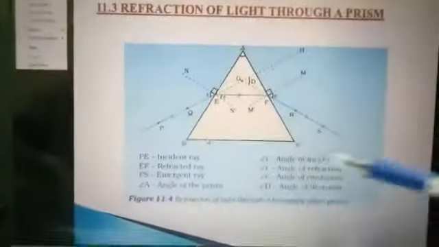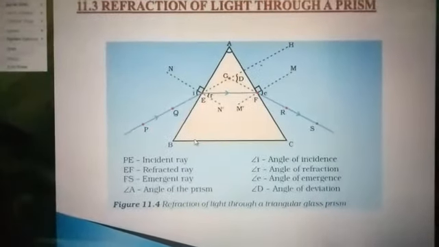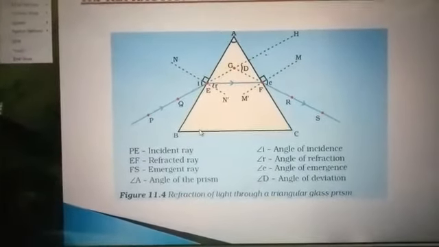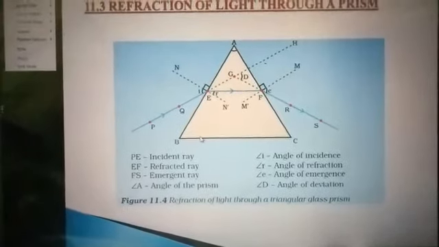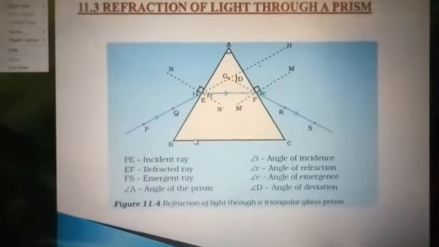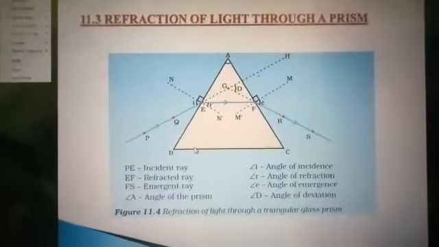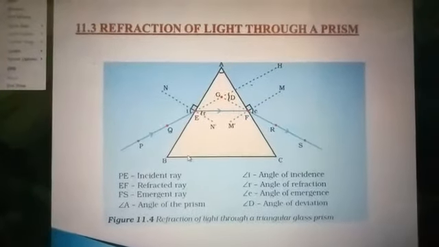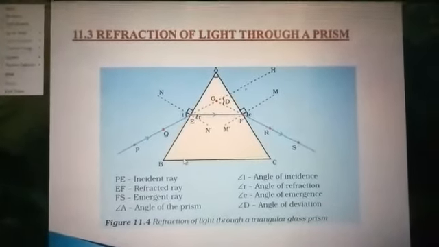So this is all about it. Just look here: incident ray, refracted ray, emergent ray, angle of prism, angle of incidence, angle of refraction, angle of emergence, angle of deviation. Okay, this is all about refraction of light through a prism.